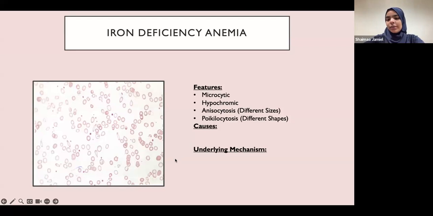Causes. What causes iron deficiency anemia? What can cause iron deficiency anemia? There are many causes, but give me one of them. Thalassemia causes microcytic hypochromic anemia, but it doesn't cause iron deficiency anemia. Lack of B12 will cause megaloblastic macrocytic anemia. I'm asking what would cause iron deficiency anemia. So what would cause like deficiency of iron in the blood?